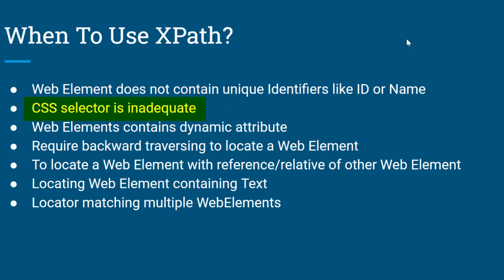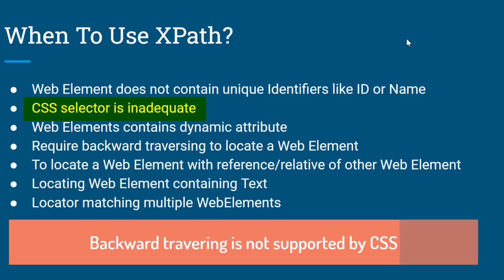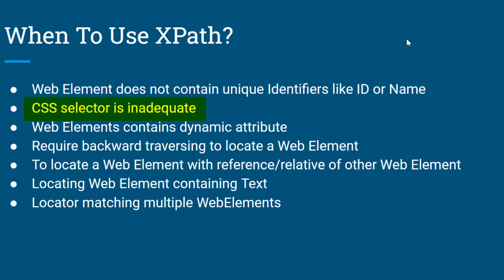When CSS selector is inadequate. Obviously, if you don't have ID or name, then you can always go for CSS, but CSS has its own limitations. The major limitation I find is that we cannot do back traversing. In whatever example I have just shown you, we were traversing in the forward direction, like from head, we are going to body. But if you want to go back, like from body to head, that is not possible using CSS.